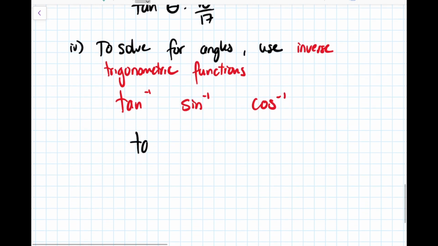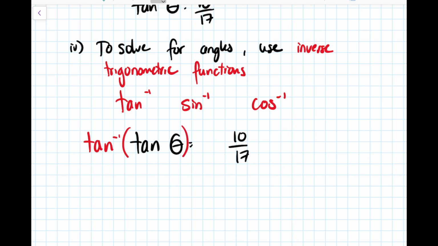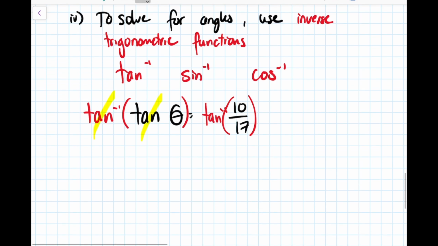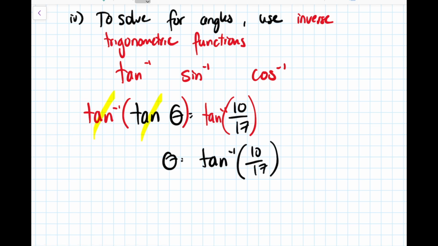We would never really go through and actually write it this way. But what tangent -1, inverse tangent, is, is it's just the opposite of tangent. It's like adding versus subtracting, squaring versus square root, whatever. So if you did tangent -1 on both sides of this equation we've got here, the tangent and the tangent -1 on the left would cancel out, and you would just be left with theta, the angle that we're trying to find. On the right, you've got tangent -1, inverse tangent of 10 over 17.